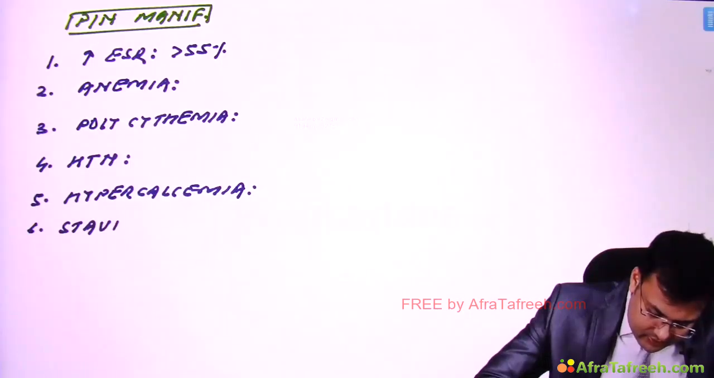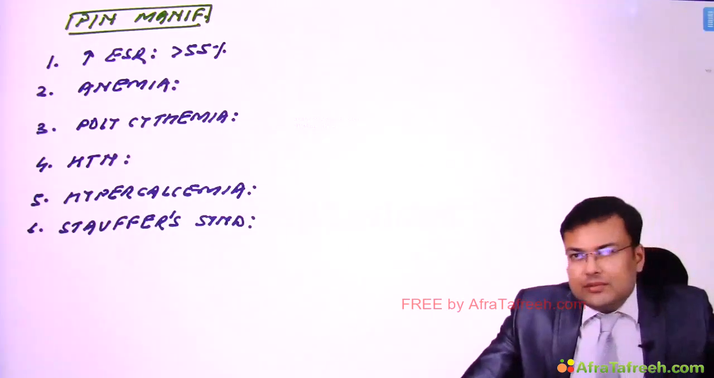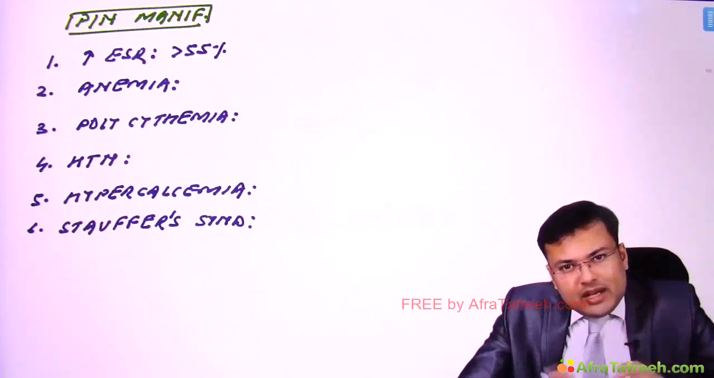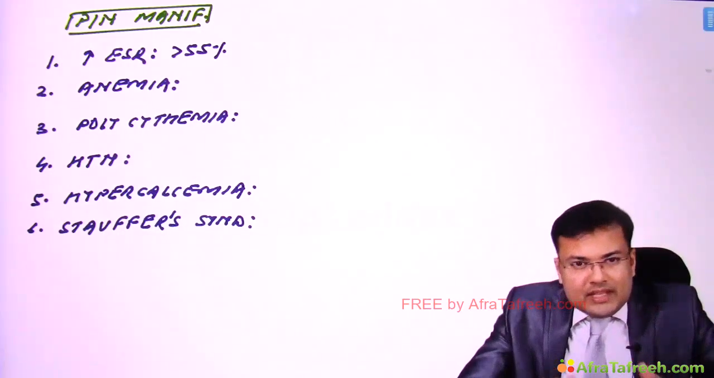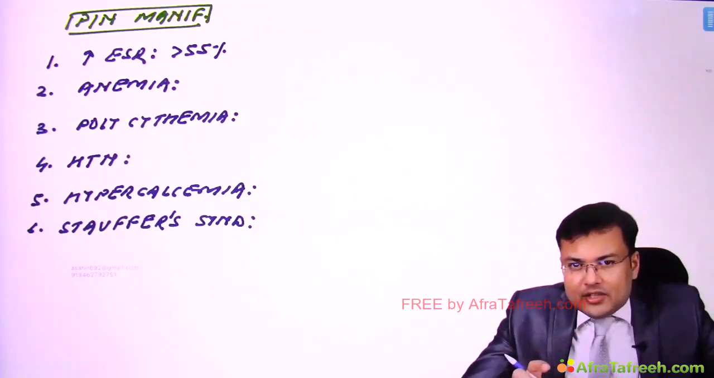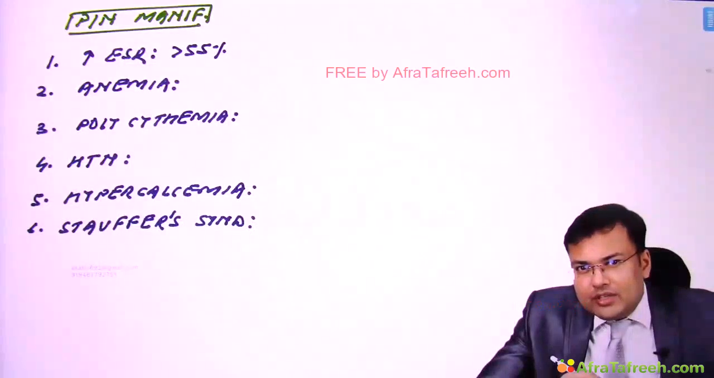So this is Stauffer syndrome. Now see, what is the problem in RCC? In RCC, there is a tumor, and this tumor is going to replace the kidney over a period of time. Whenever this tumor is non-functional, it is going to replace the kidney, and over a period of time, the erythropoietin production is going to decrease.